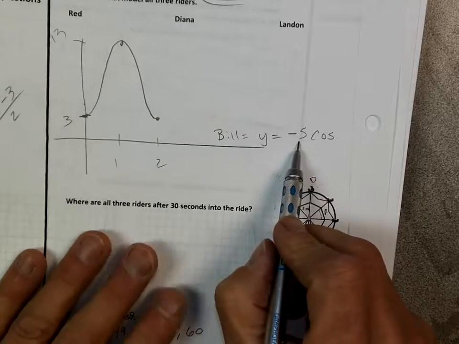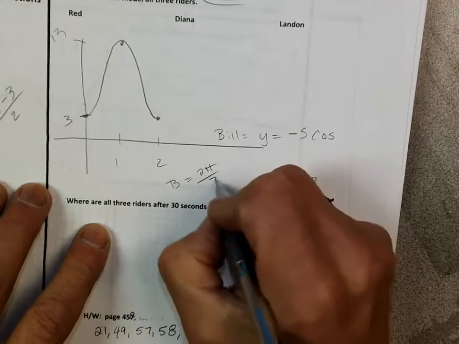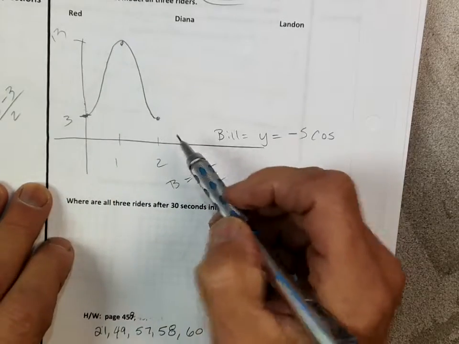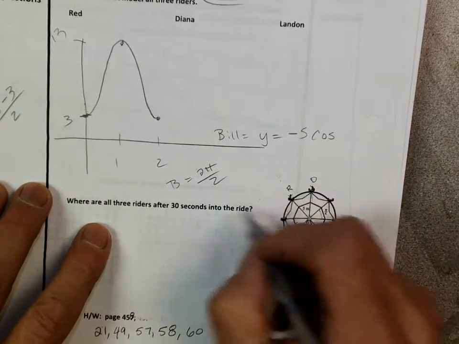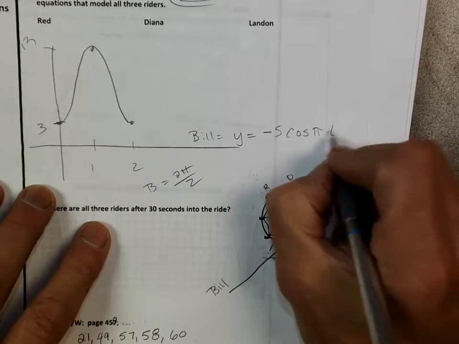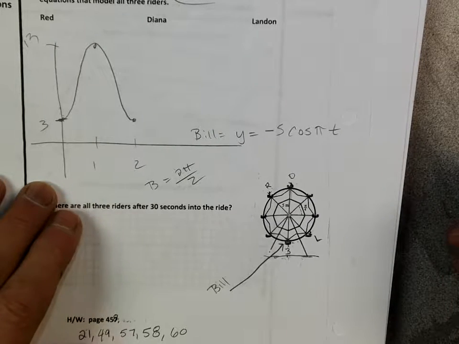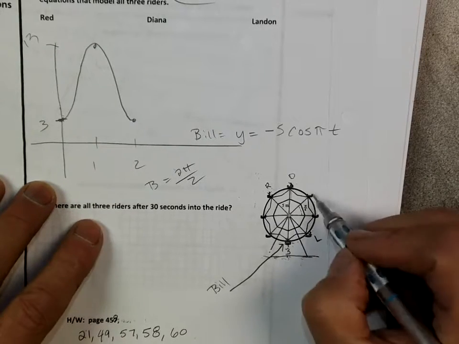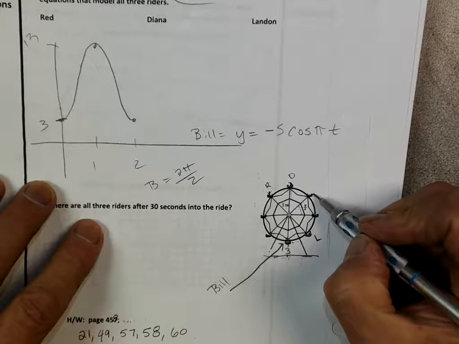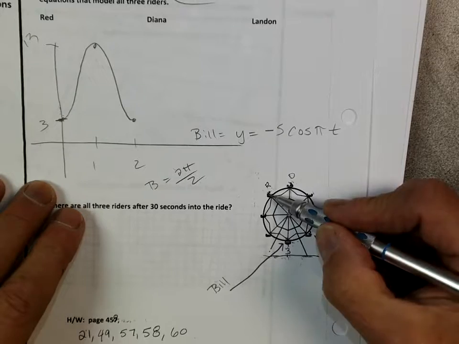Yeah. Okay, now my B, or my frequency for Bill, is 2 pi divided by 2, right? Because it takes 2 minutes for one full cycle. So pi, right? For Bill, there is no horizontal shift. That's it. But let's take a look. This is pi fourths. This is pi halves. Red's all the way over here. Land is all the way over here.